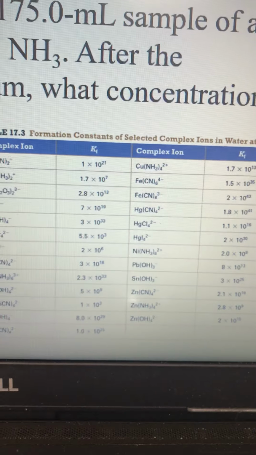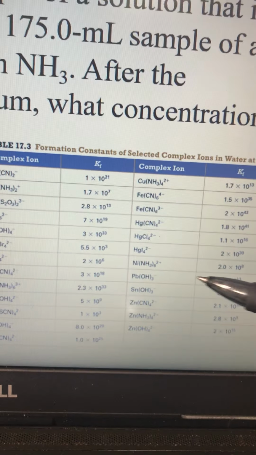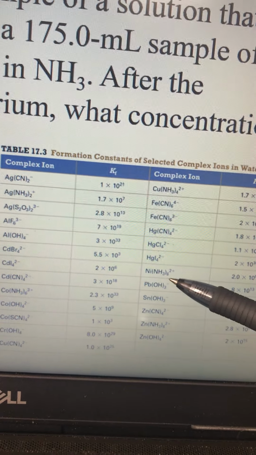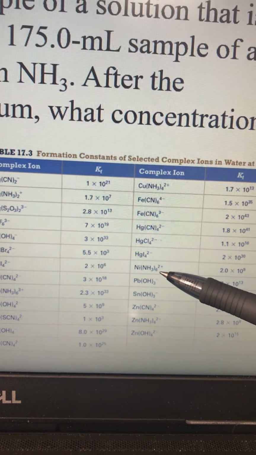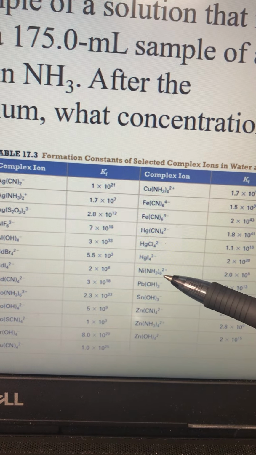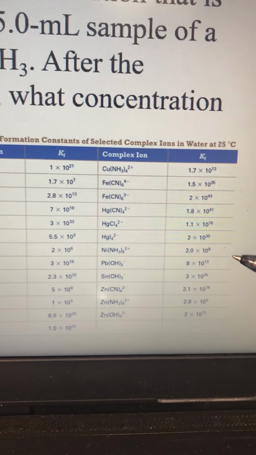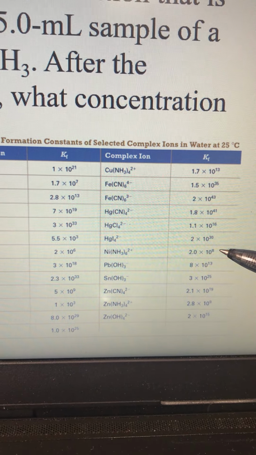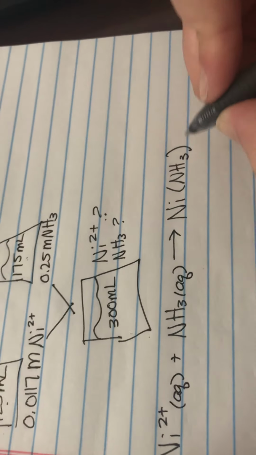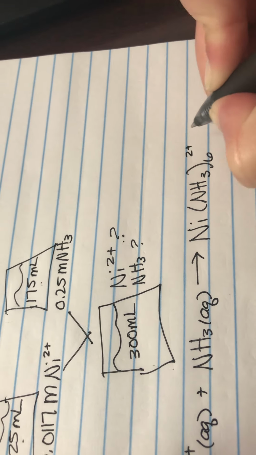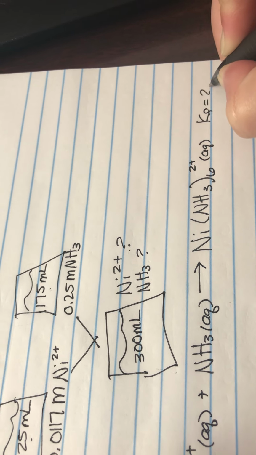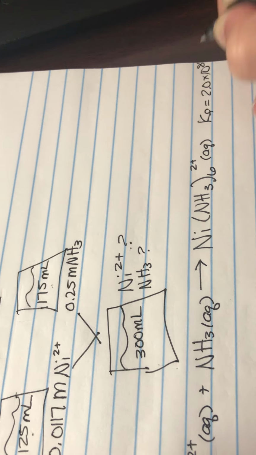So we need to find on our chart where our nickel ammonia is. It looks like we're going to have 6 of them. There is no easy way for us to tell this. We would have to look at this chart to figure out that there's 6 of them. And they gave us a KF of 2.0 times 10 to the 8th. So I'm going to come back here and I'm going to write, here we're going to have a 6. This is a 2 plus. It's aqueous. And our KF is 2.0 times 10 to the 8th.